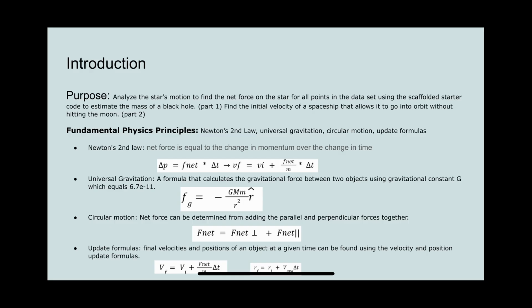For circular motion, net force can be determined from adding the parallel and perpendicular forces together, as shown in the equation below. And the update formulas are, final velocities and positions of an object at a given time can be found using the velocity and position update formulas, the velocity on the left and the position update formula on the right.